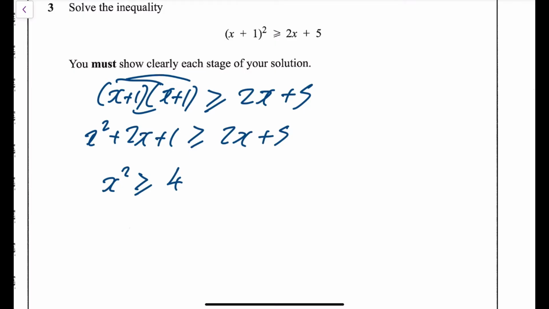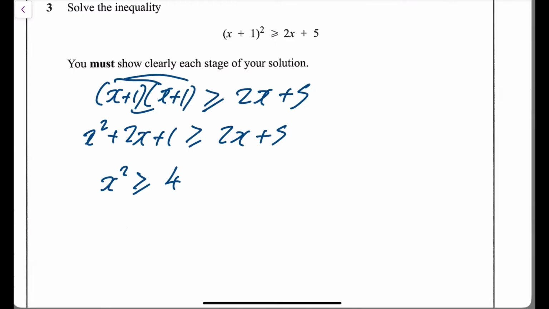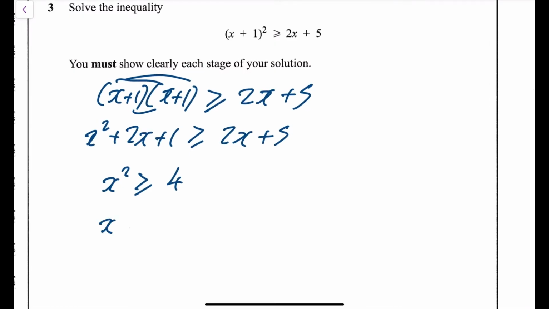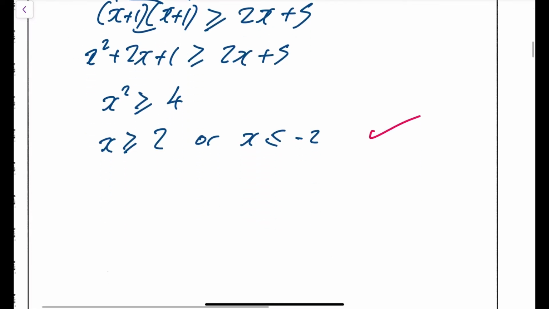But because it's just x squared is greater than or equal to a number, you can just say, take the positive square root. Positive square root then would be plus 2, or the negative square root would be minus 2, and you change the direction of your inequality. Okay, now that's the best way of doing it. Let's just look at a different way of doing it.